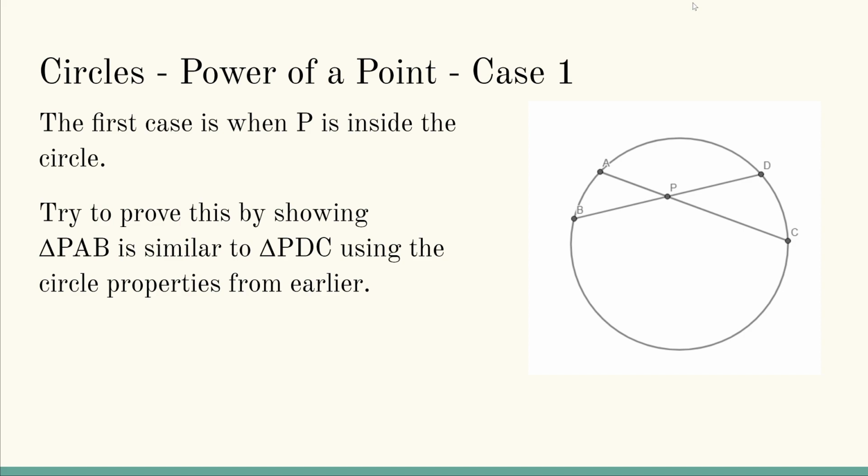Okay, well, around 2 minutes we're up, so let's just talk about how to prove it. We know that APD and BPC are congruent because of vertical angles. And then we also have ADP and BCP are congruent as well because they're both inscribed angles subtending the same arc. So therefore, APD and BPC are similar. And then we could use the similarities, the side ratios, to then give you that AP times PC equals BP times PD.